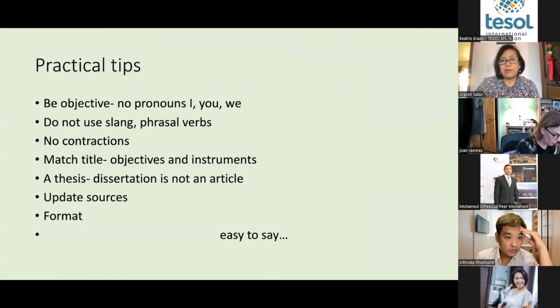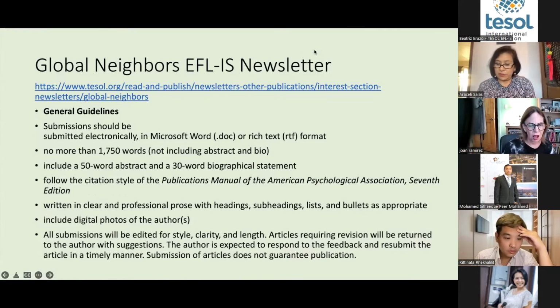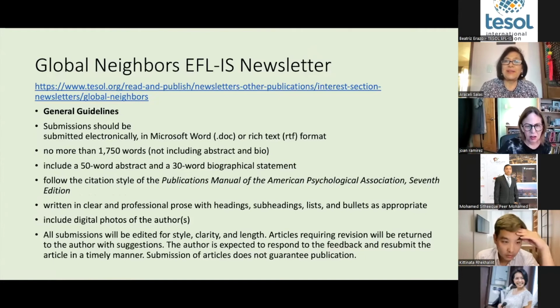So probably you are thinking, well, yes, it's easy to say, and I agree. It's easy to say, but part of our proposal is that we are going to help you. We are going to be your company in the process of writing an article for Global Neighbors. Global Neighbors is the EFLIS, the English as a Foreign Language Interest Section newsletter.